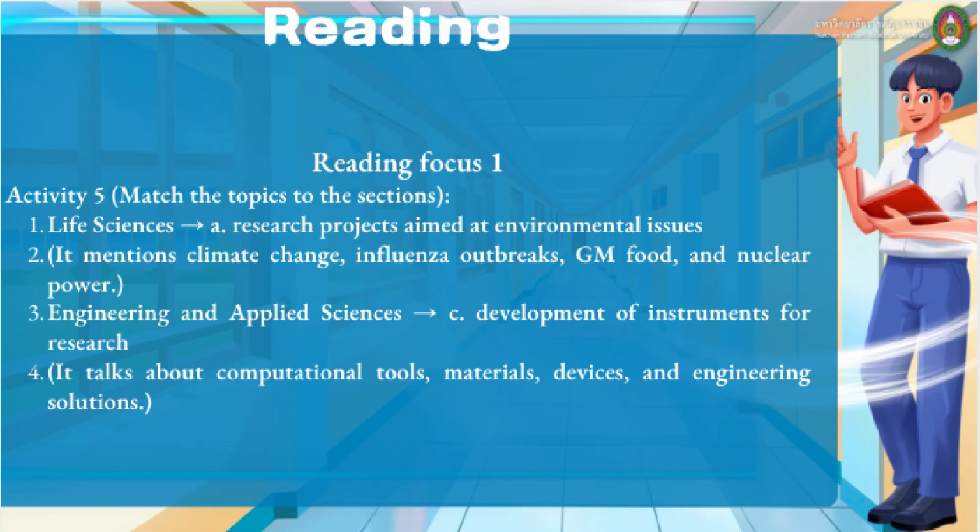So, this is the answer. I hope your answer is correct, the same as this. Life sciences are research projects aimed at environmental issues. It mentions climate change, influenza outbreaks, GM food, and nuclear power. Number three, engineering and applied sciences. It's letter C, development of instruments for research. Number four talks about computational tools, materials, devices, and engineering solutions.